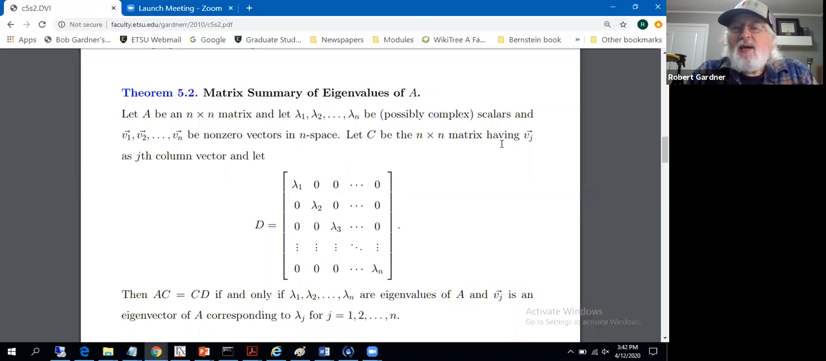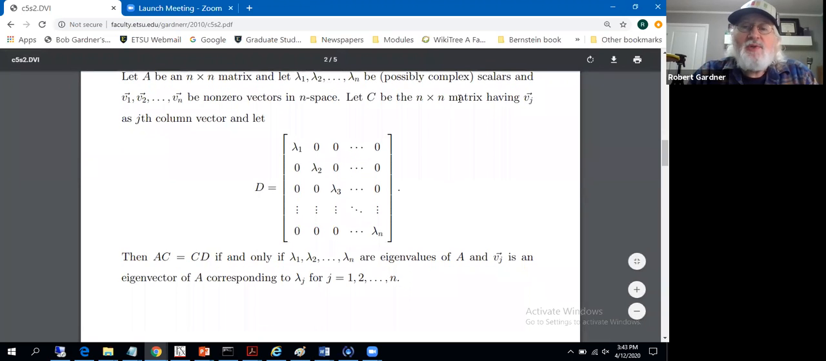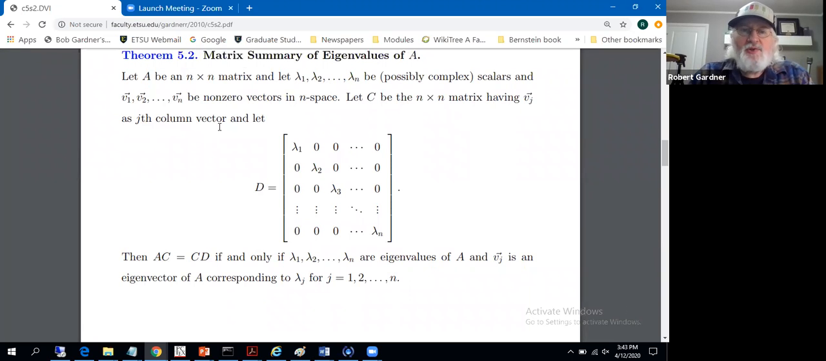Let C be an n by n matrix having v sub j as the jth column vector. So we've chosen these vectors, whatever they are, to be columns of C. Maybe I should have emphasized these were non-zero vectors, because we'll talk about these vectors being eigenvectors, just as we'll talk about these scalars being eigenvalues here shortly. So we're taking matrix C by putting this collection of vectors into matrix C, using vectors as columns. Vectors as columns is a familiar operation. And we're creating a diagonal matrix D, n by n, by putting zeros everywhere except along the diagonal. We're putting these scalars.